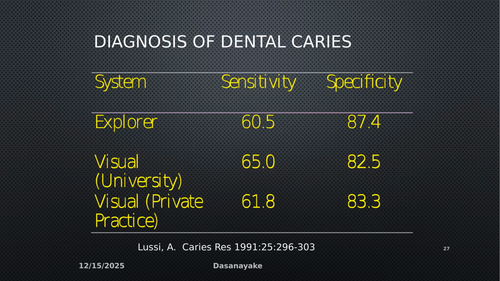Common diagnostic methods, the tactile explorer and two visual exams, have modest sensitivity and higher specificity. Explorer: sensitivity 60.5%, specificity 87.4%. Visual, university: sensitivity 65.0%, specificity 82.5%. Visual, private practice: sensitivity 61.8%, specificity 83.3%. So these methods miss about 3 to 4 out of 10 caries, but produce relatively few false positives, per Lussi 1991.